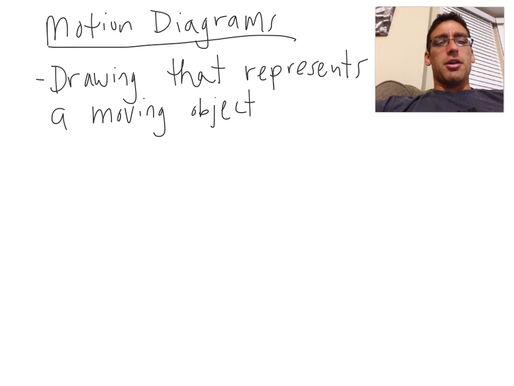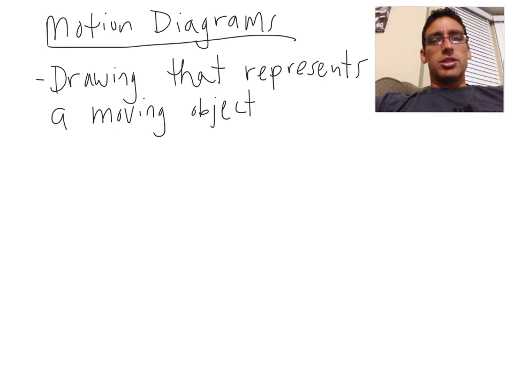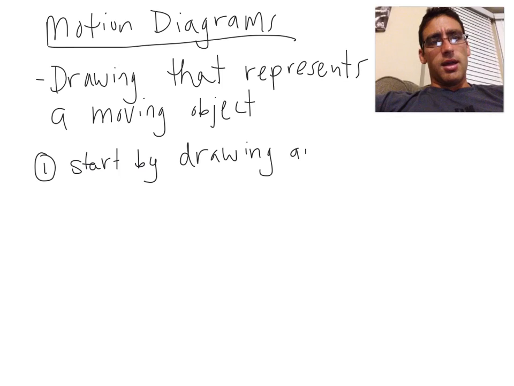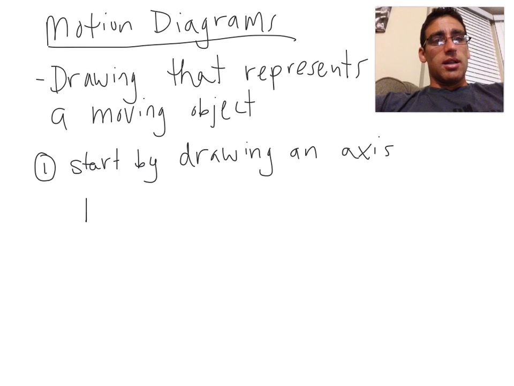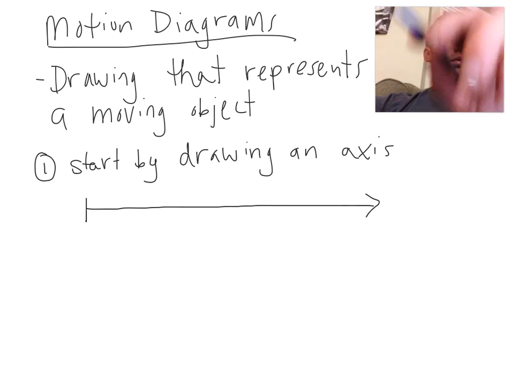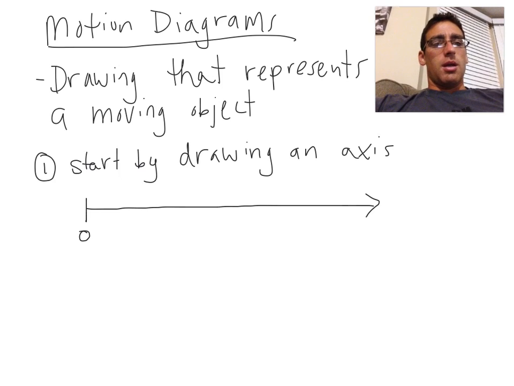Now, how to create a motion diagram. Here's what we have to do. So we always start, so step one, start by drawing an axis. Okay, so an axis, let's remember that an axis is always going to look like this. Okay, so one thing that always has to be on every axis is a 0. And I'll put a little note here.